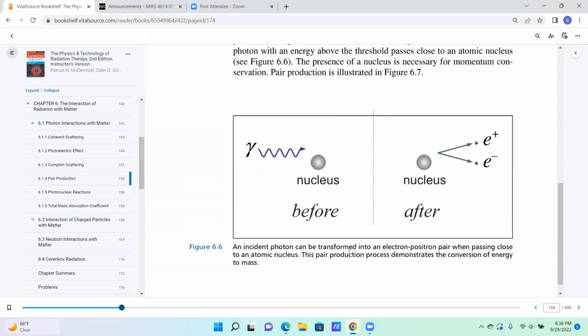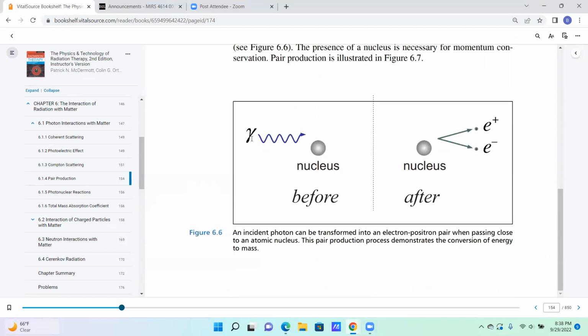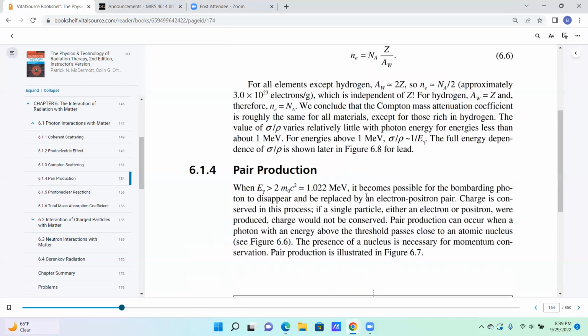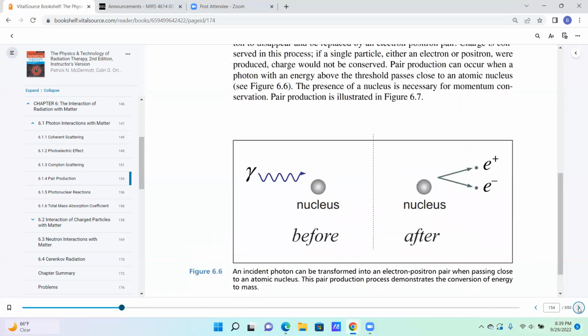Now, this is sort of what we've got going on. We've got the photon. Now, it doesn't have to come in contact with the nucleus, it just has to come close. When that happens, this photon ends up becoming two particles, an electron and a positron. And of course, they're moving away at different angles here in order to be able to conserve momentum. This is actually energy becoming mass, which is kind of weird.